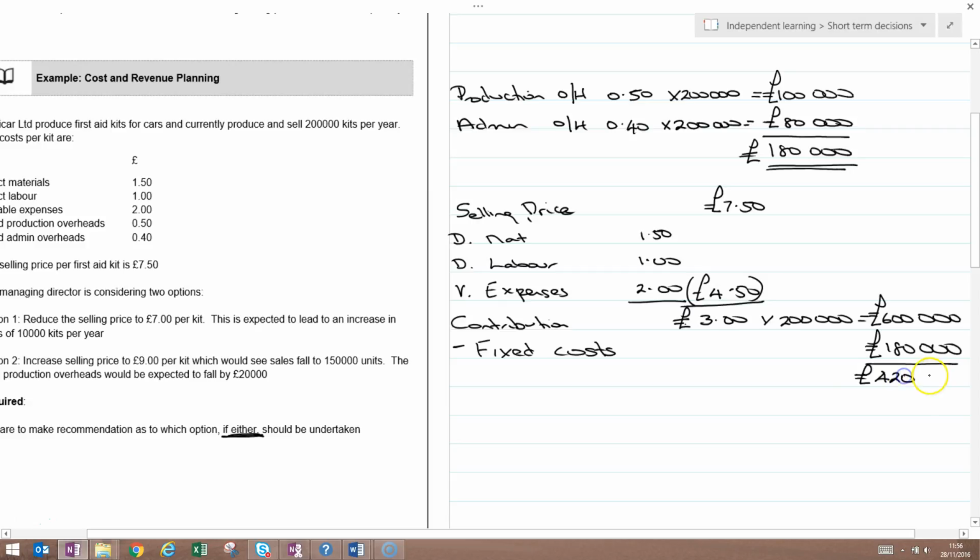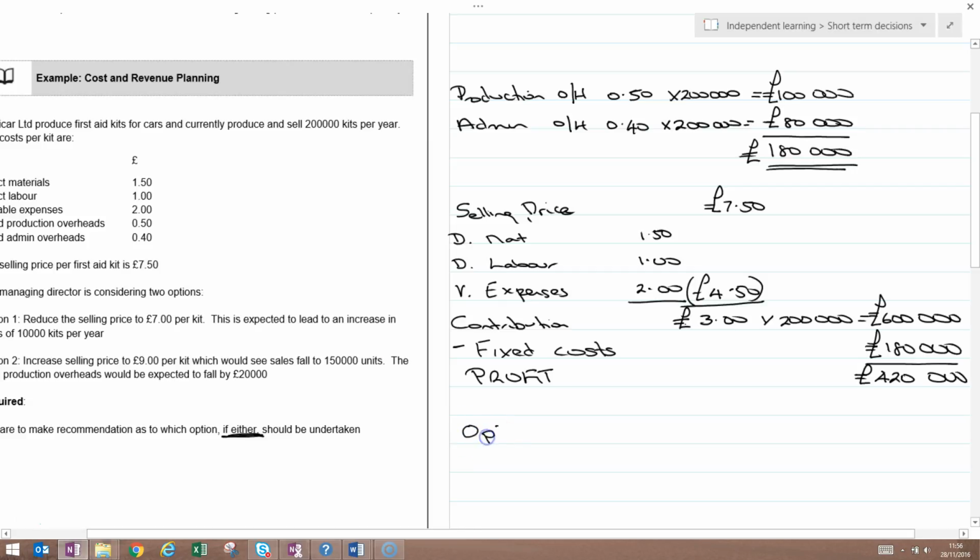So we have a profit of £420,000. So that's what they are currently making. And to see how quick and easy this calculation was, because we worked on the contribution per unit, then multiplied by the number of units, and took away the fixed costs. That's the current situation.